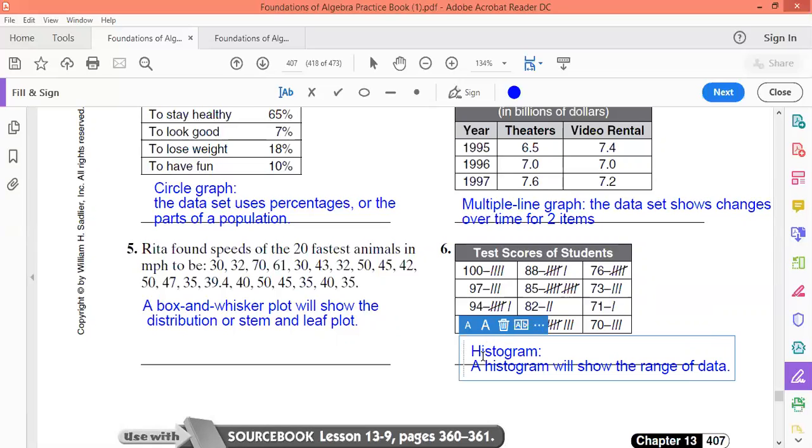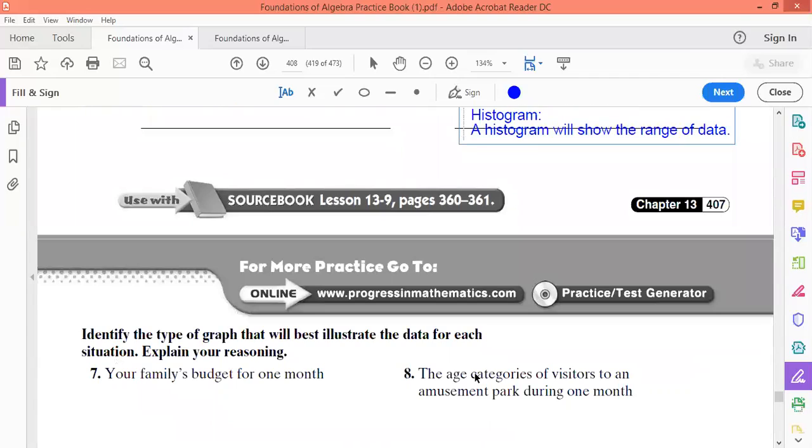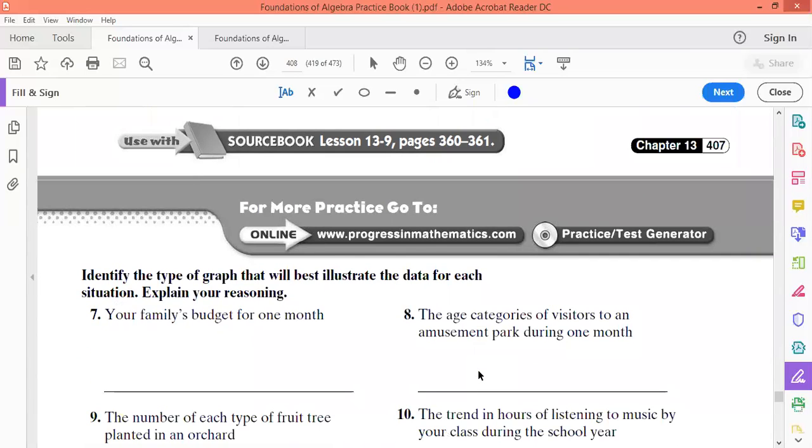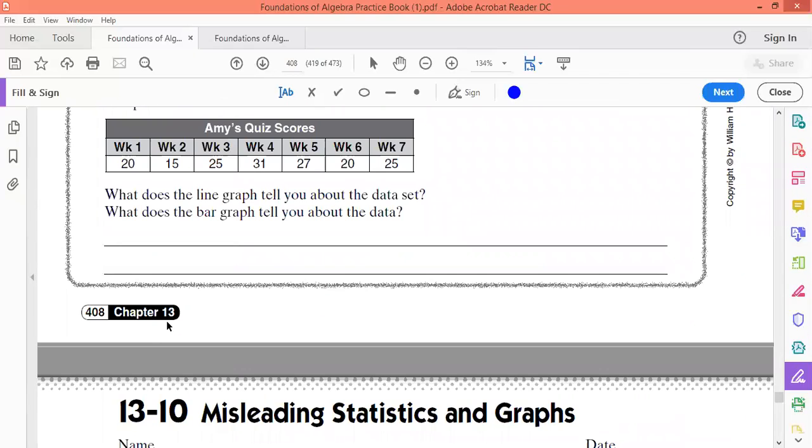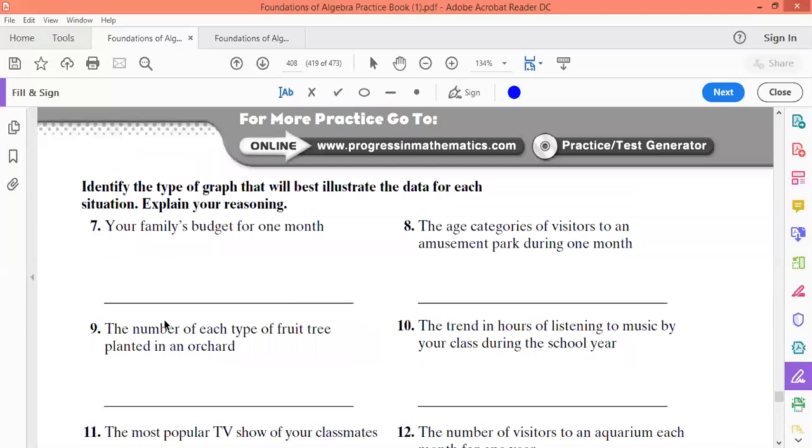Next page, it's also the same, I think. Here, they have given you a question statement, and you will have to understand that and tell what type of graph you will use. Identify the type of graph that will best illustrate the data for each situation.